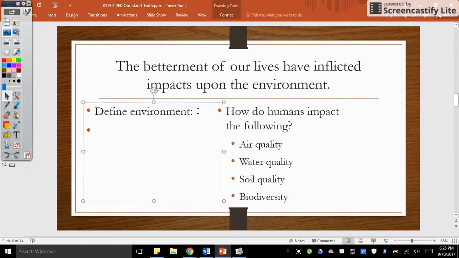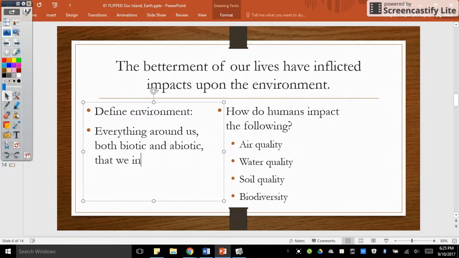All right, so think for everything around us. And abiotic, we interact with. These things are going to be in the natural world. And so let's think about how humans impact the following items.